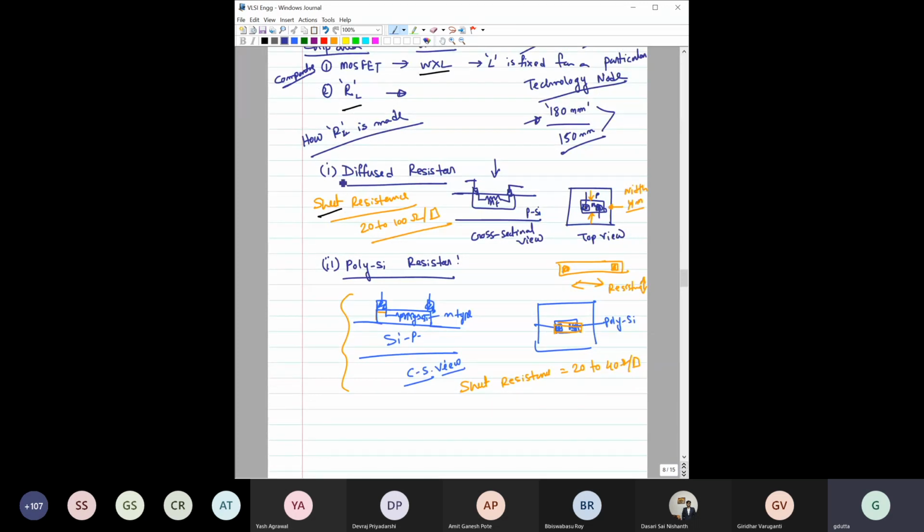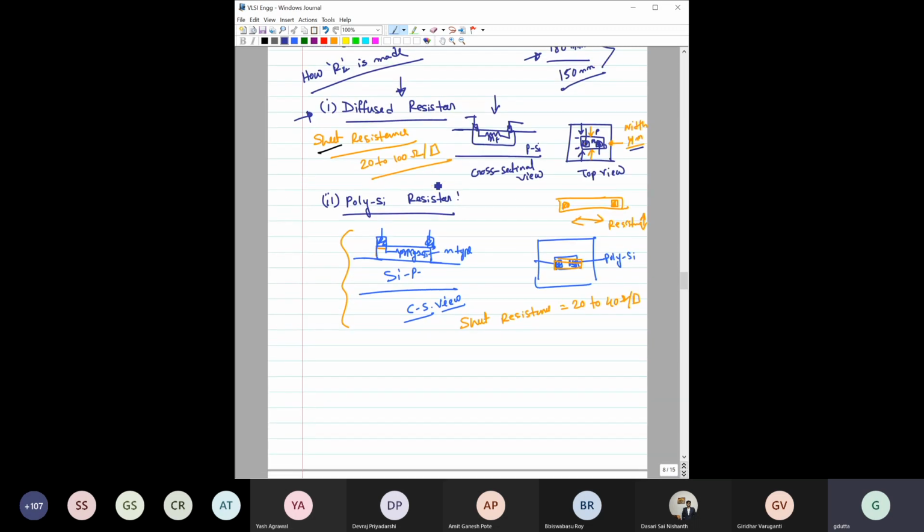There are two types of techniques. One is the diffused resistor, which we have discussed, which is fabricated by diffusing. When you diffuse it, from the top view it has a particular width, and we have mentioned this width to be in the range of 1 micrometer. It's not the polysilicon based one, but for this technology we are using the diffused resistor type, and the sheet resistance was 20 to 100 ohm per square.